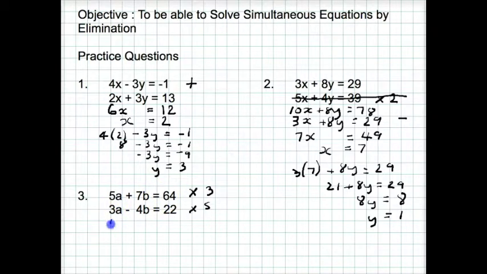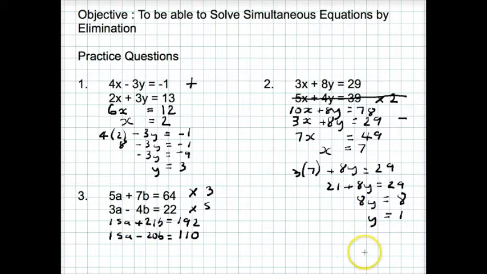So 5 times 3, that's 15a plus 21b equals 192. And then this one becomes 15a minus 20b equals 110. Because the a's are the same, the signs are the same, we have to take one equation away from the other. So be careful here, because 15a take away 15a is 0, but 21 take away negative 20.